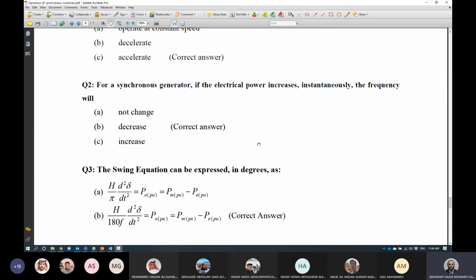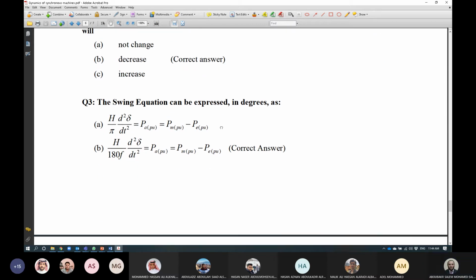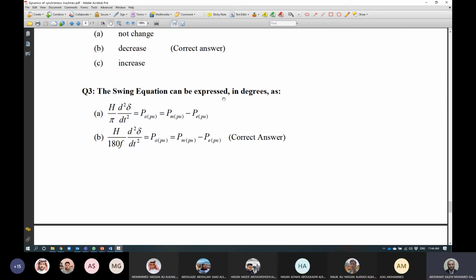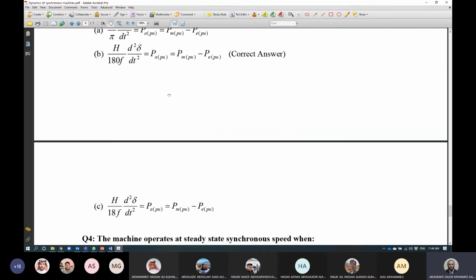Here we are working in transient, not in steady state. Of course, the swing equation can be expressed in degrees. Of course, guys, in degrees, this means delta in degree. So pi should be in degree, not 22 over 7, right? It should be 180, right? So we can use this relation in degree. However, this relation is in radian.